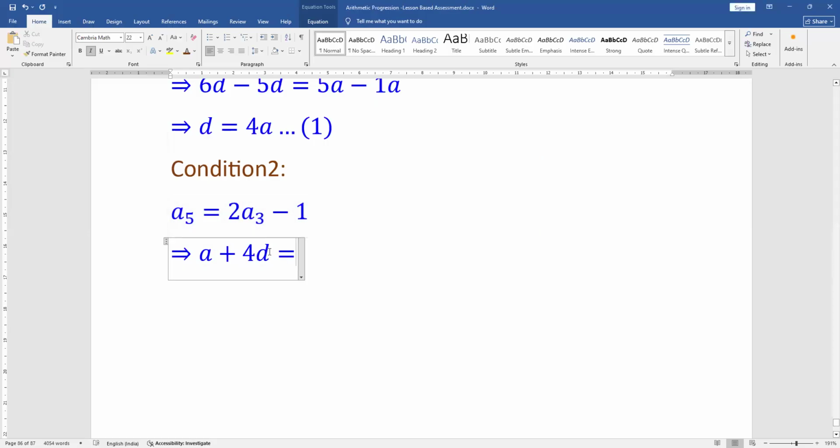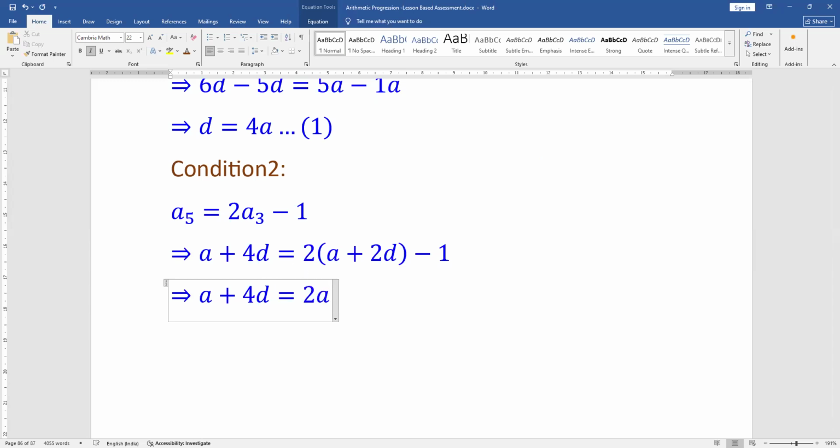Next, 2A3 means what? 2 bracket open, A3 means A plus 2D, minus 1. Then in my next step, A plus 4D equals. Now 2 into A is what? 2A. 2A plus 2 into 2D is how much? 4D.